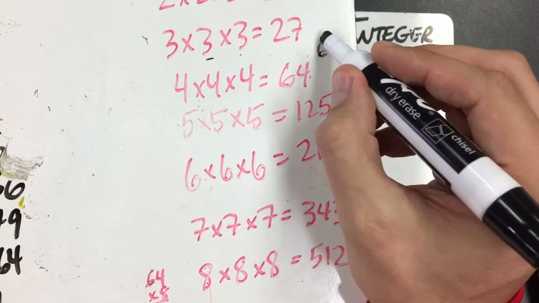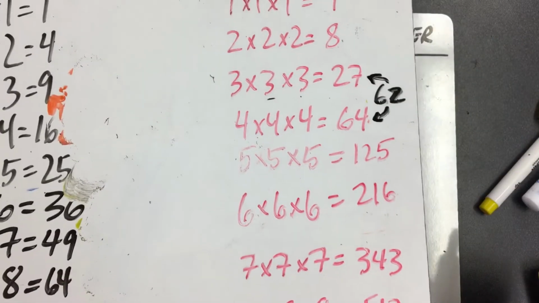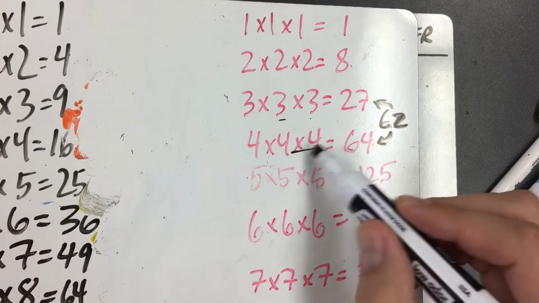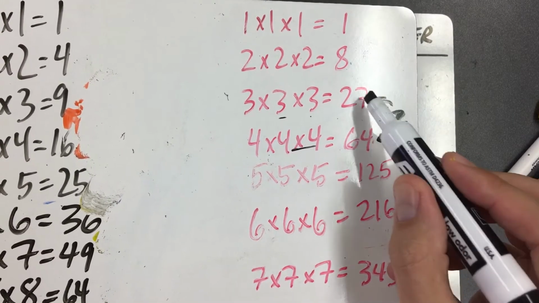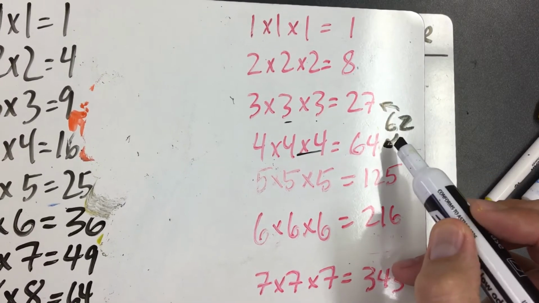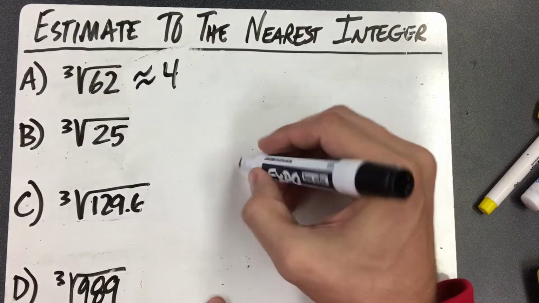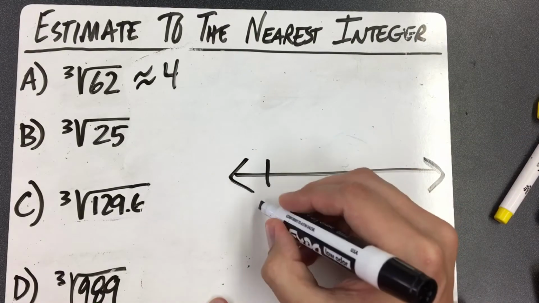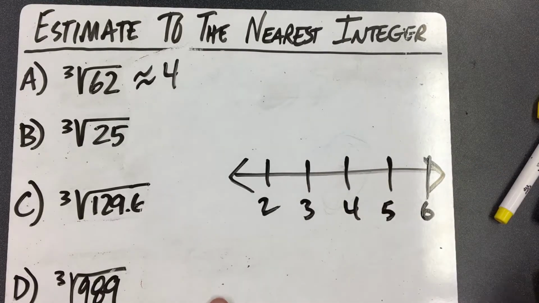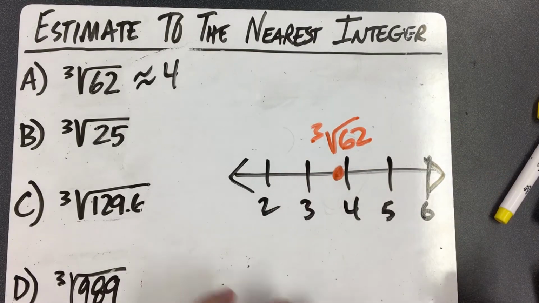62 is almost the number 4, isn't it? 62 is really close to 4 times 4 times 4. It's a little bit less than 4 times 4 times 4, but it's really close. It's farther away from that. It's like what, 35 spots away from this, but it's only 2 spots away from 4 times 4 times 4. So this is really close to 4. I mean, this thing is almost up to the 4. It's not quite there, but it is very close. I'm going to go ahead and just put some on here. So this is like the cube root of 62. Very close to 4 times 4 times 4.